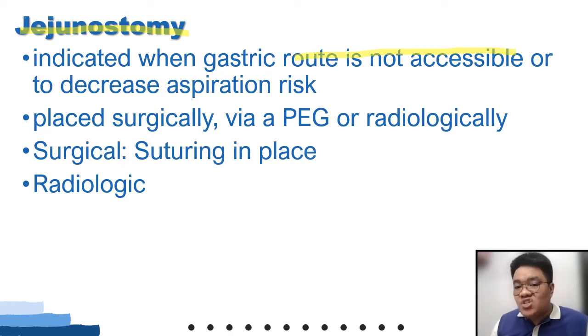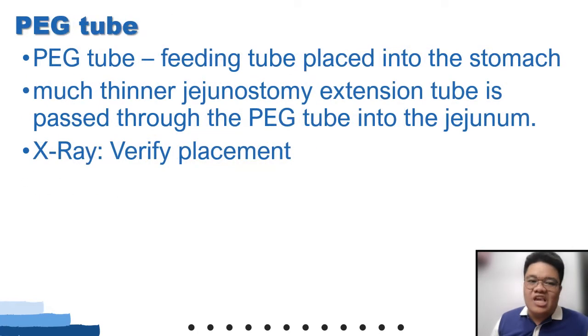Now, this one is placed surgically using your PEG. Class, your PEG is percutaneous endoscopic gastrostomy. The tube used there is just like your PEG, or it could be inserted radiologically. Now, if it is surgical, one intervention is that the doctor would be suturing that in place. And then radiologic examinations are also done to confirm the placement of your tube. Your PEG tube is a feeding tube placed directly into the stomach.